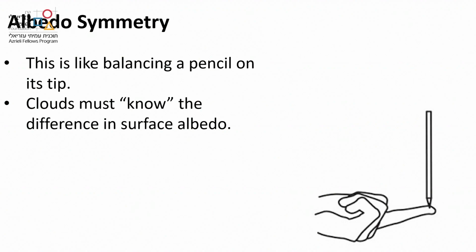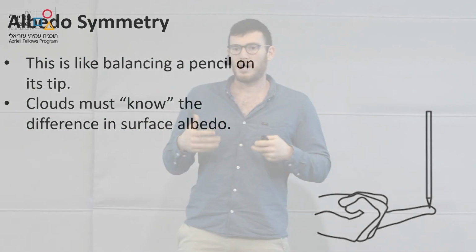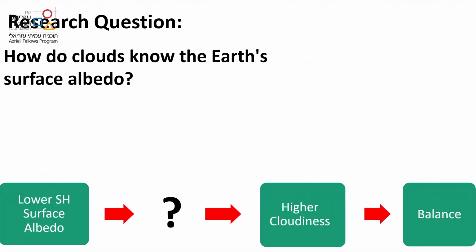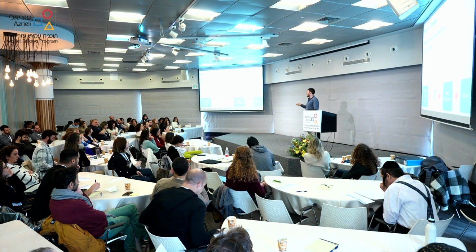This is kind of like balancing a pencil on its tip. It might be a coincidence, but it's more likely that there is some kind of a trick or a mechanism behind it. And therefore, we deduce that clouds must somehow know what the surface albedo of Earth is. Therefore, our research question was, how do clouds know what the surface albedo of Earth is? Or, in other words, we can relate to this phenomenon as a causality chain. The lower southern hemisphere surface albedo is somehow causing more cloudiness that balances the initial difference.